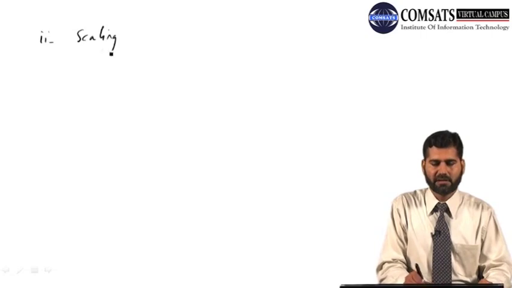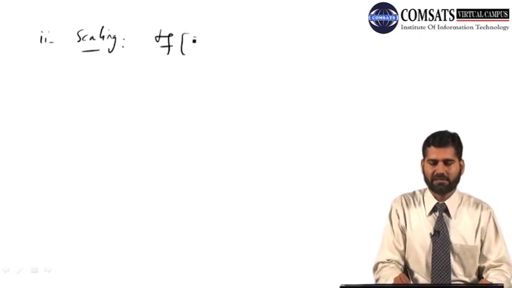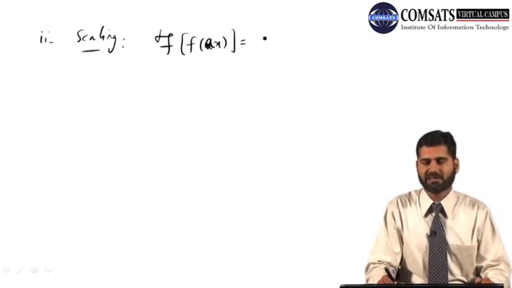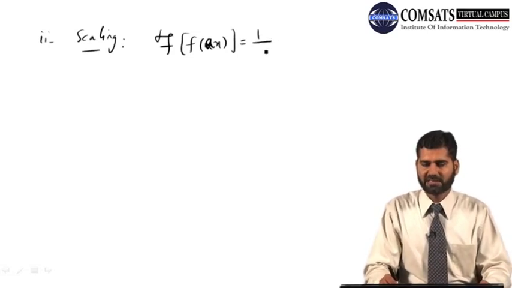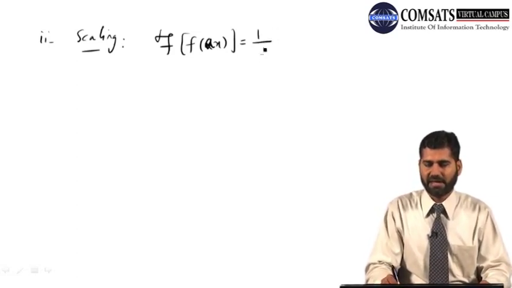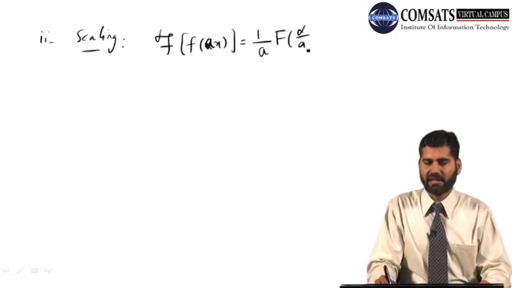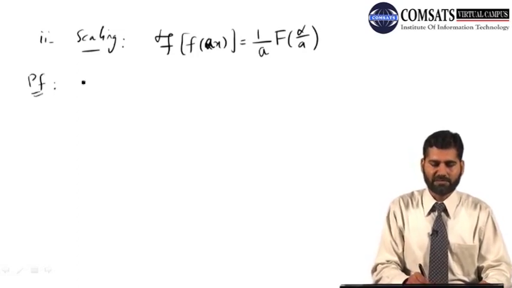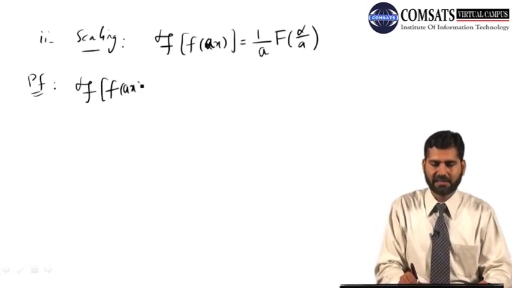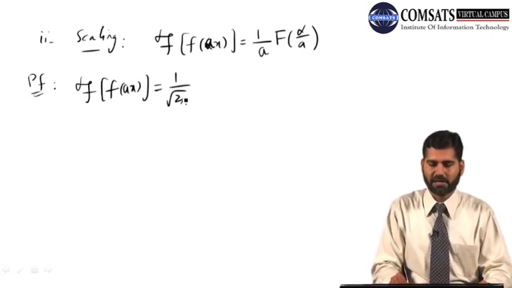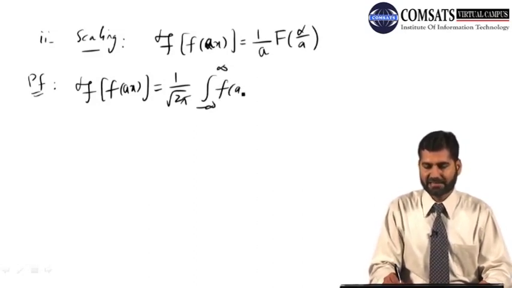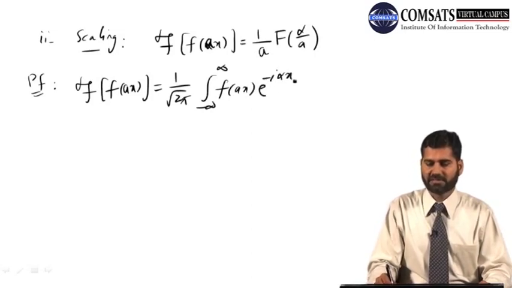The second was the scaling property: the Fourier transform of f(ax), using a instead of alpha because alpha is used elsewhere, is 1 over a times F of alpha over a, where F is the Fourier transform of small f. So to prove this, I can write the Fourier transform of f(ax) is equal to 1 over square root of 2 pi, integral from minus infinity to infinity of f(ax) e to the minus iota alpha x dx.